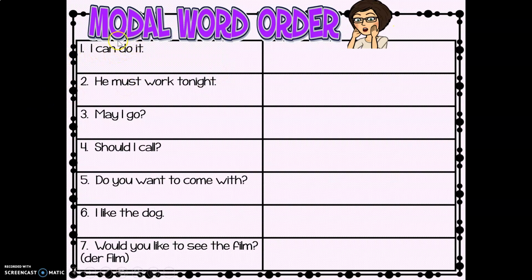The other verb will have to go to the very end of the statement or question, and it must be in infinitive form. That means you are only conjugating the modal. The other verb will be at the end in infinitive form. So I can do it will be expressed as I can it do. Notice where the modal is in the second position and the infinitive verb is at the end.